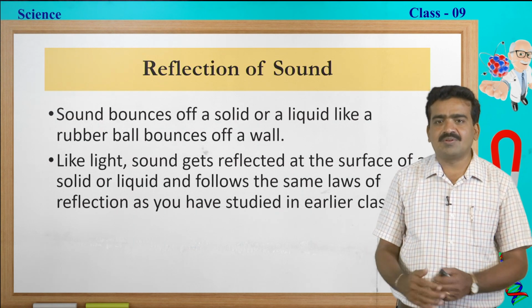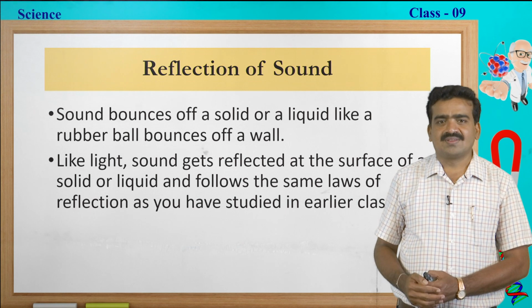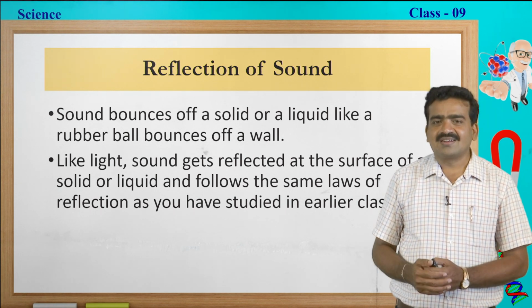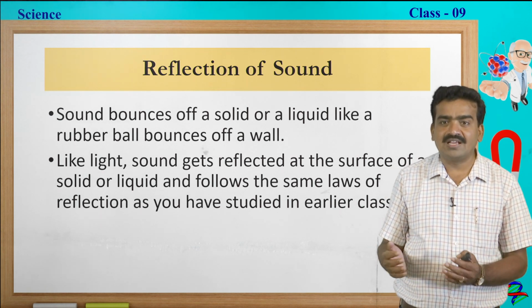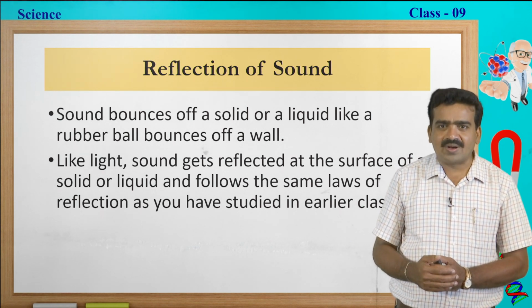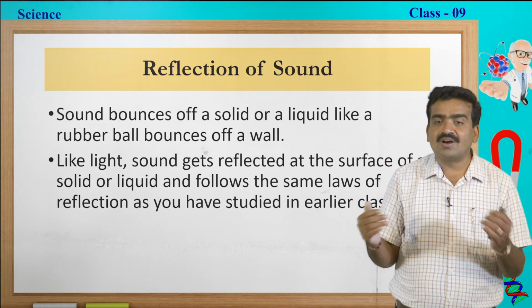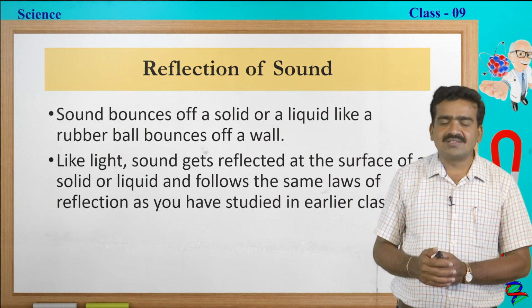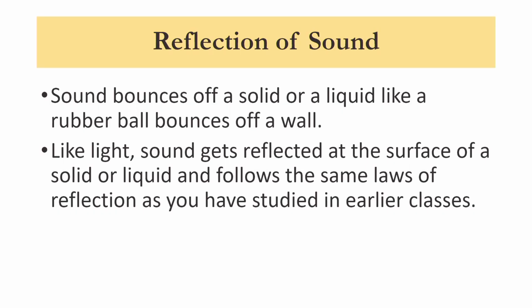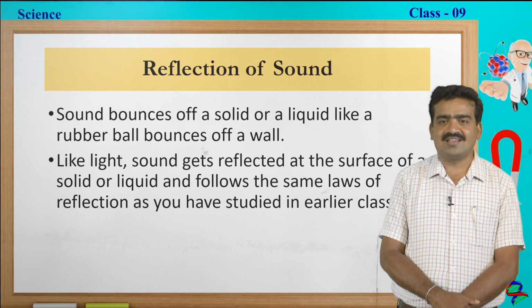Now let us learn about the reflection of sound. Like light, sound also bounces off a solid or liquid surface, like a rubber ball bounces off a wall. Just like light, sound also exhibits the property of reflection. Sound gets reflected at the surface of a solid or liquid and follows the same law of reflection as you have learnt in the earlier classes in the chapter on light.